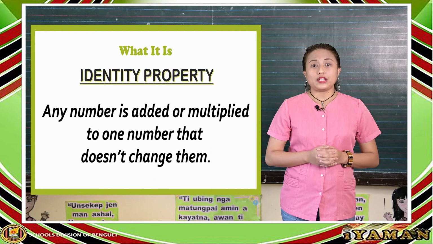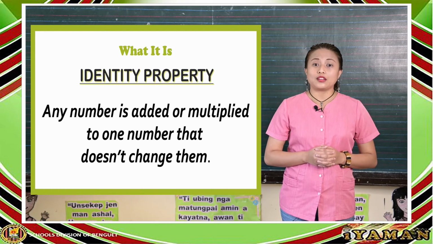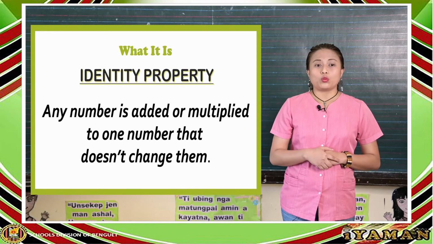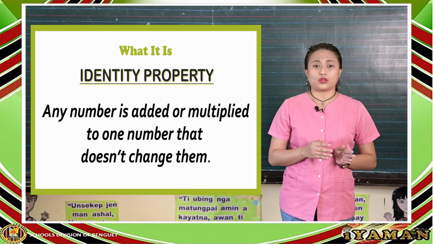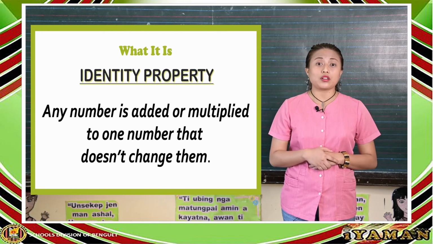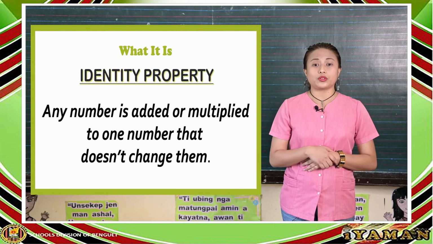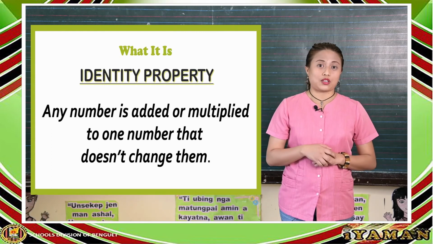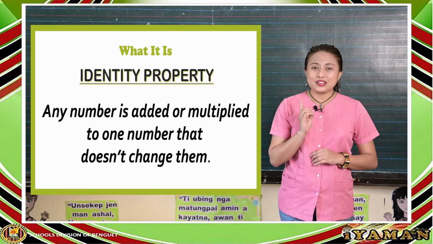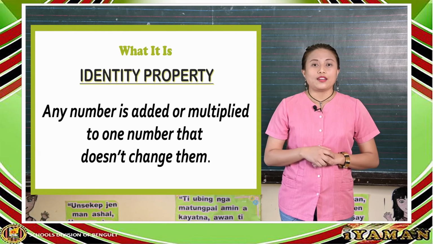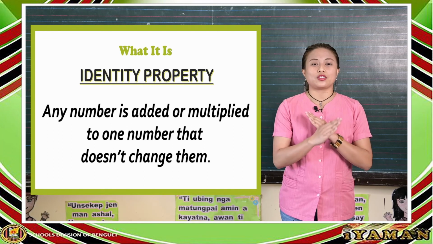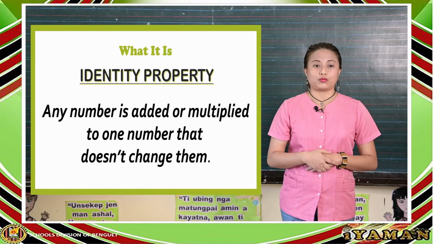Again, this property does not apply to subtraction and division. Well, think about it. Even though 7 won't change if you subtract it from 0, if you have 0 minus 7, then the answer is not going to be positive 7, like what it was before, but it becomes negative 7. Not to mention also that when you divide any number with 0, the answer will be undefined, or there is no such answer for division by 0.